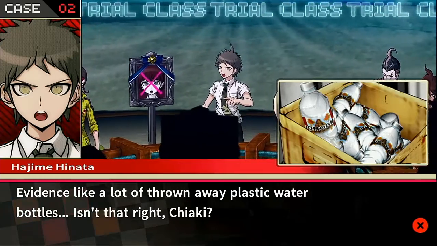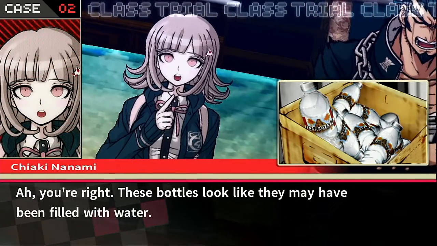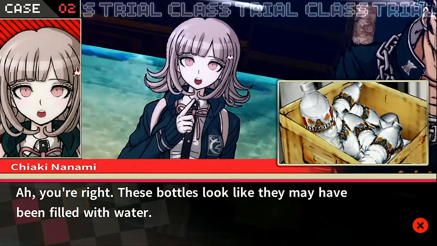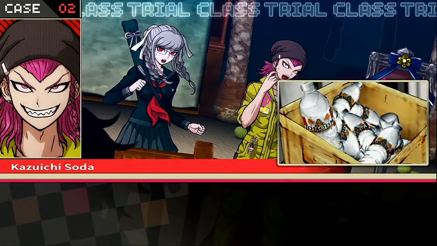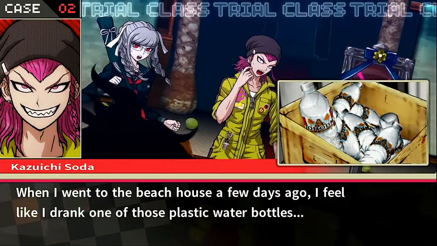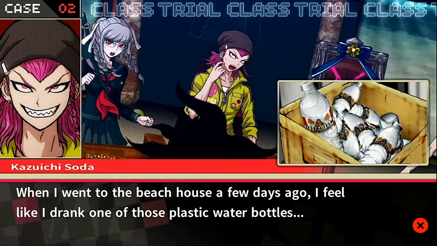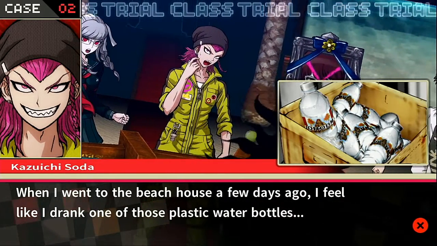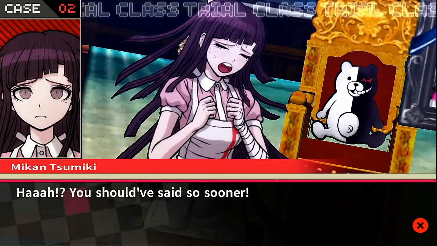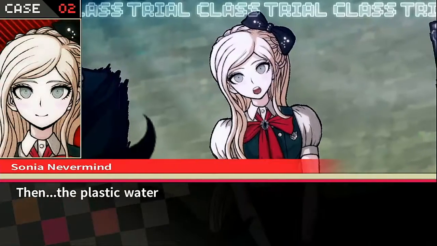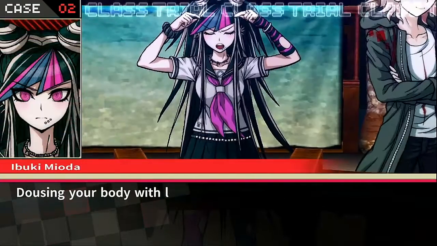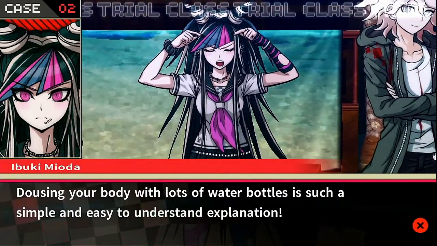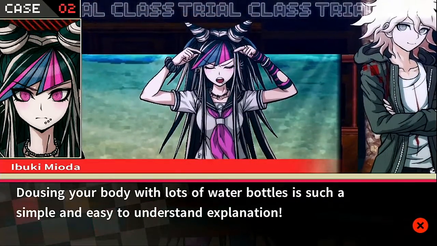Isn't that right, Chiaki? Ah, you're right. These bottles look like they may have been filled with water. Well, now that you mention it, when I went to the beach house a few days ago, I feel like I drank one of those plastic water bottles. Huh? You should have said so sooner. Then, the plastic water bottles were used in place of the shower. Dousing your body with lots of water bottles is such a simple and easy to understand explanation.